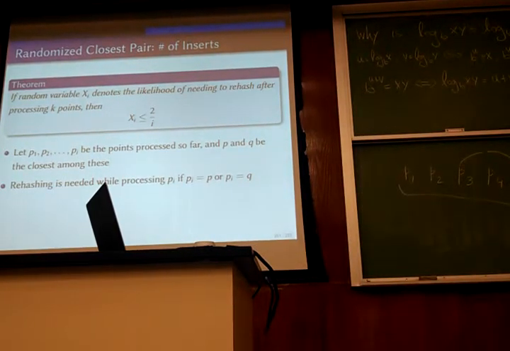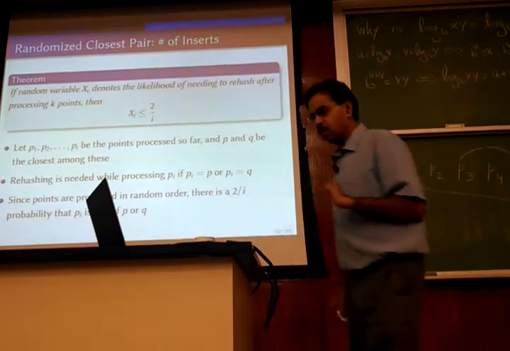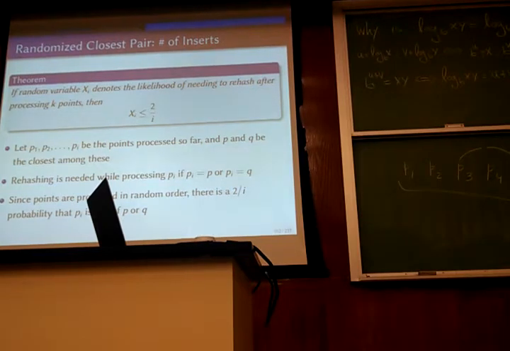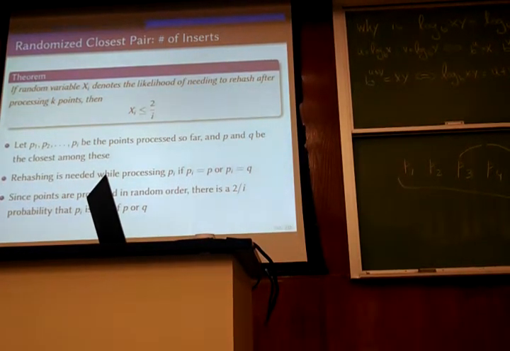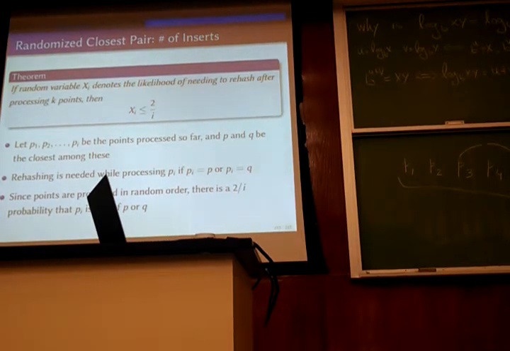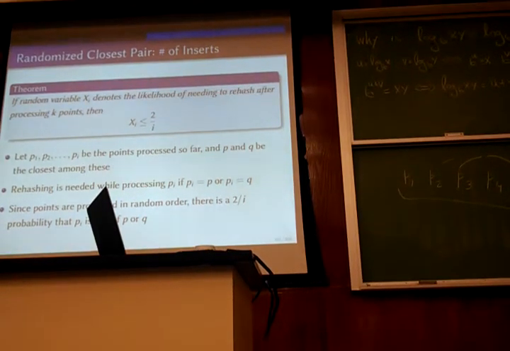2 by I. Right, so it's just 2 by I, because the closest pair could be any one of these I points. Any two of these I points could be the closest pair, or any two of these I points could be part of the closest pair.